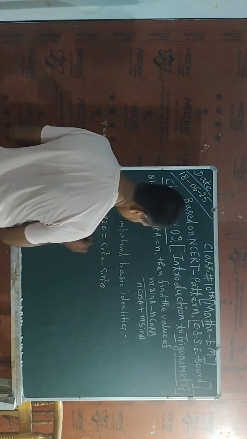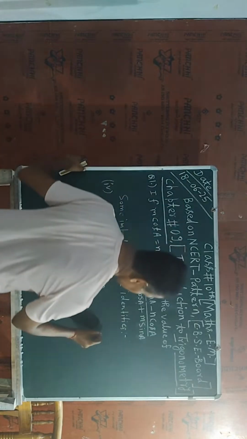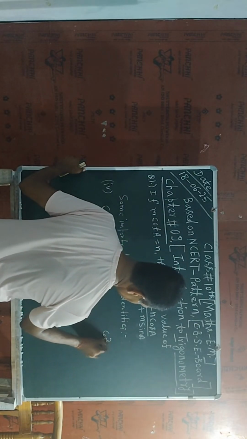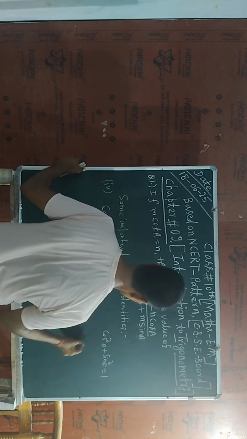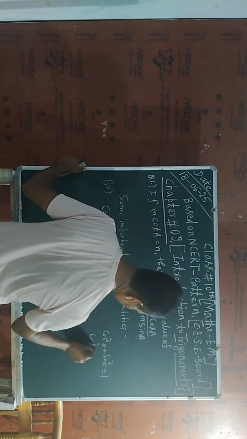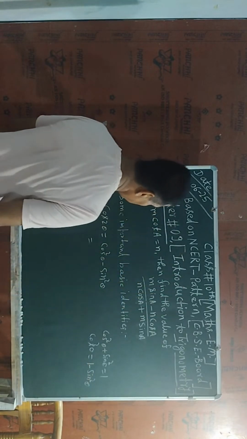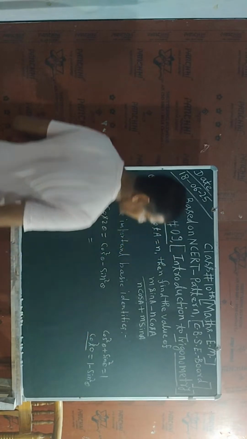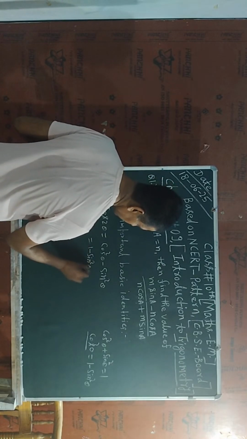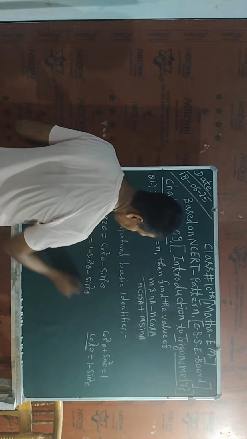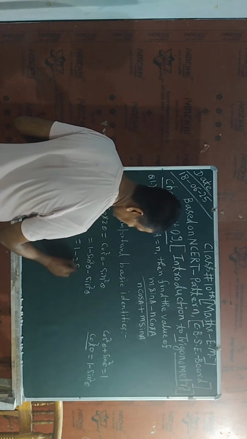Cos square theta minus sin square theta. When I change cos square theta using this identity, cos square theta plus sin square theta, identity number 3, equal to 1, in the place of cos square theta I can write 1 minus sin square theta. When I put this in the place of cos square theta, I find 1 minus sin square theta, again minus sin square theta. After simplifying, I can write 1 minus sin square theta with sin square theta, so that will be 1 minus 2 sin square theta.